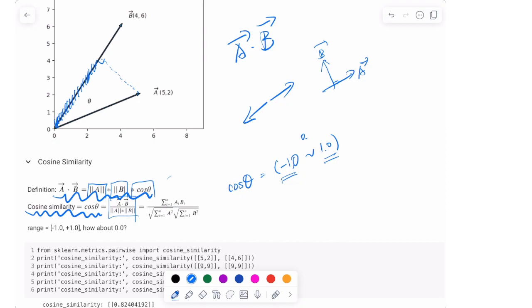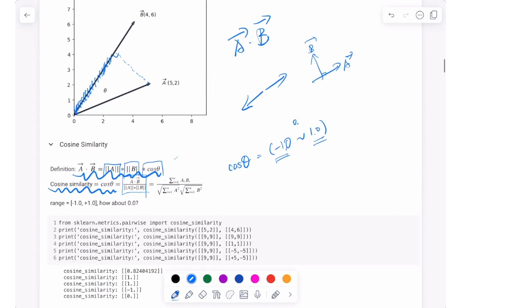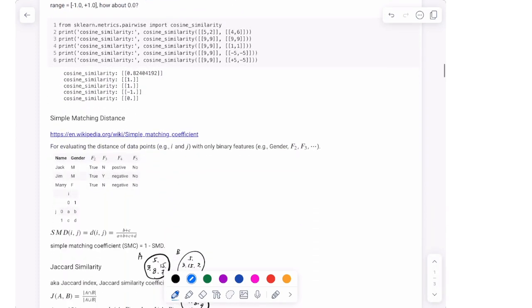So that is another way we use the dot product to help us evaluate how similar two vectors are. Again, that is cosine similarity. You can use this cosine similarity to calculate another value called cosine distance. You simply use 1 minus the value of the similarity.